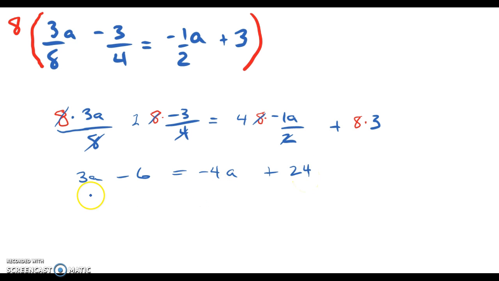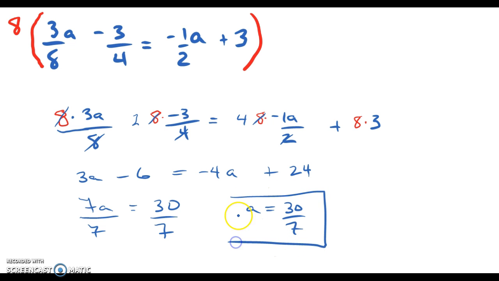We're going to add 4a to both sides, and we've got 7a. We're going to add 6 to both sides, and we get 30. And we find out that we get a fraction as our solution. So a is equal to 30/7. And remember, you can get fractions as solutions. That's actually going to be the norm.